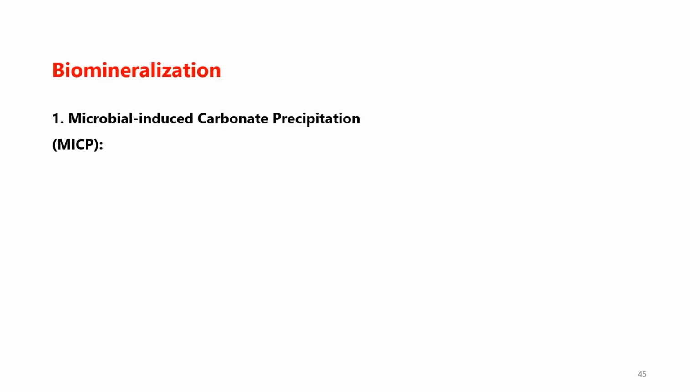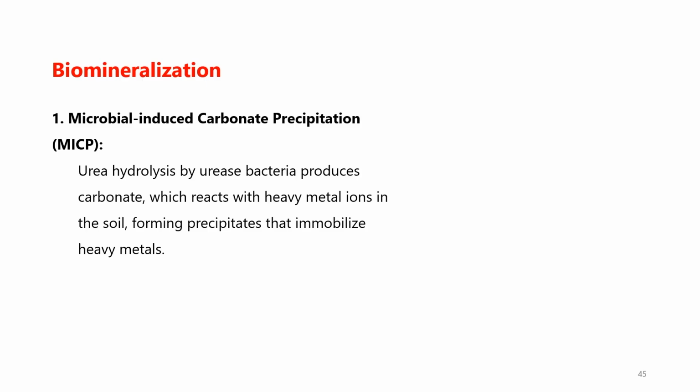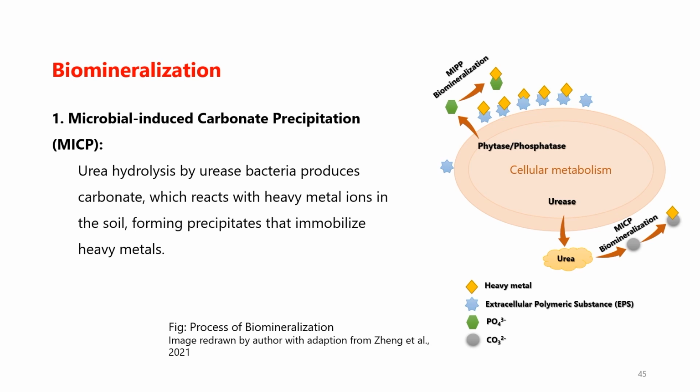So, in microbial induced carbonate precipitation, urea hydrolysis by urease bacteria produces carbonate, which reacts with heavy metal ions in the soil, forming precipitates that immobilize heavy metals. So, here you can see the cellular metabolism producing urease, and then this helps us in hydrolyzing urea, and then forming the precipitate and immobilizing the heavy metals. So, these are the heavy metals, as you can see over here.